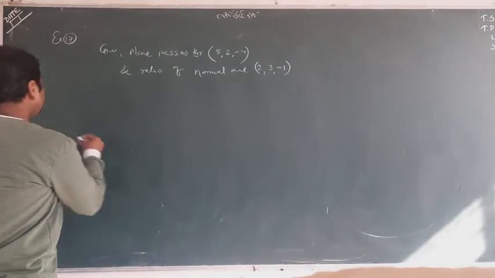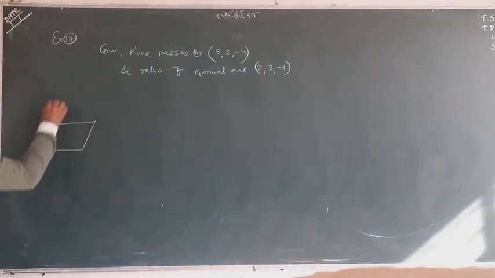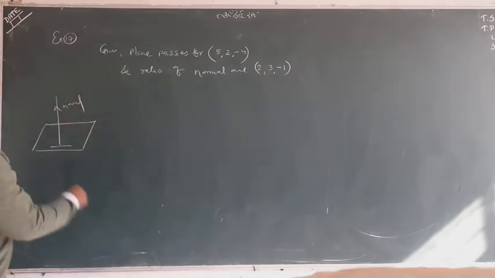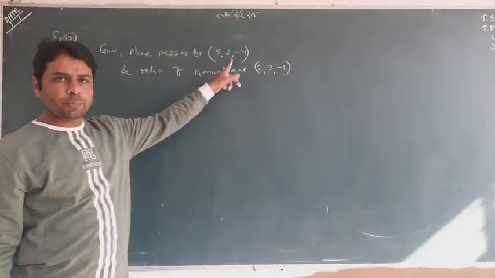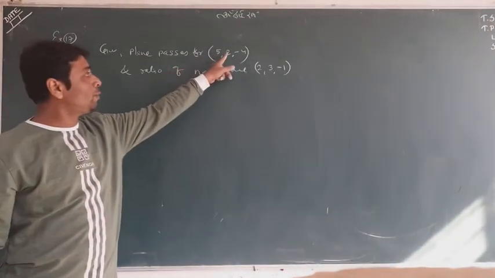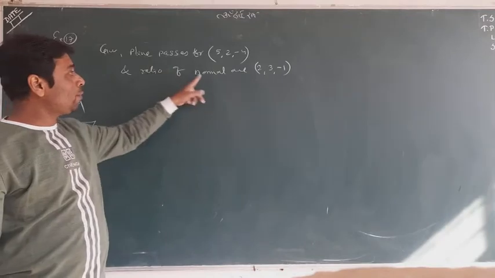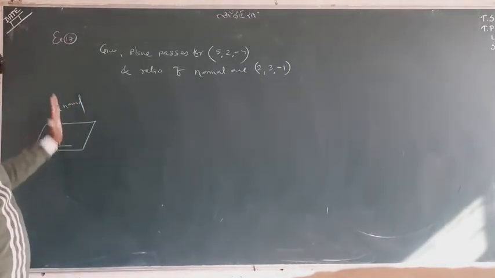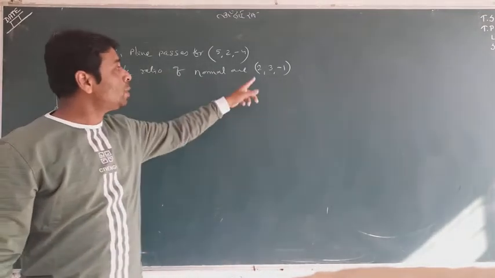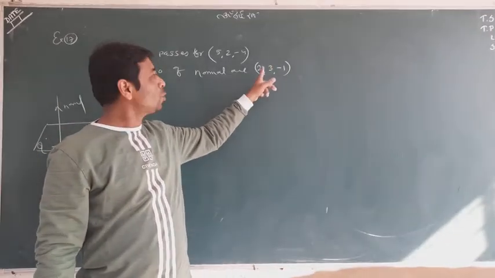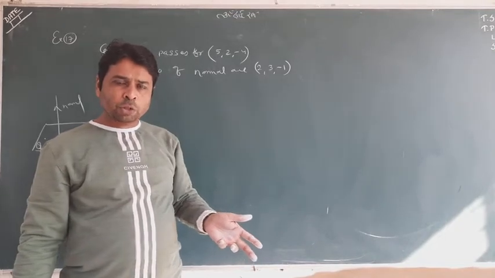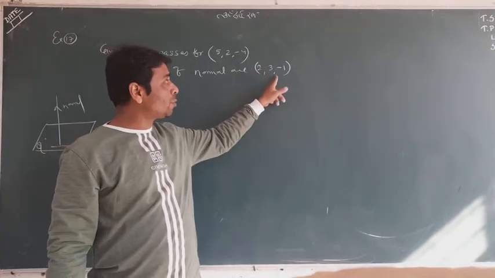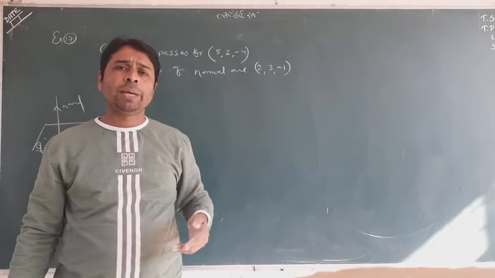Now let me make a picture first. Not necessary, but still I'm telling you. This is the normal, and this is a point through which the plane passes. Suppose it is Q, with coordinates x1, y1, z1, and the ratios of the normal are called A, B, C. The ratios are always called ABC. If you have n equal to 2i plus 3j minus k, you can still get ABC from there.